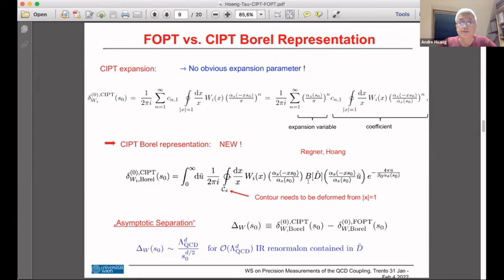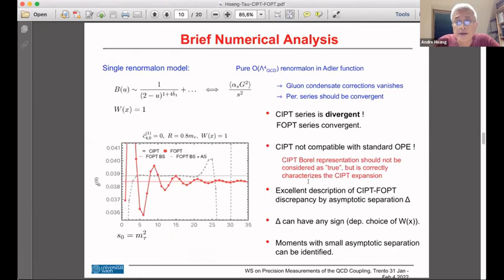Okay, so let's check. The first thing is whether this is actually supported by a numerical analysis. What I'm now considering here is a very simplified Borel model for the Adler function for the Euclidean. It just has the gluon condensate renormalon. This is not realistic, but as a mathematical question to study the difference between CIPT and FOPT it is perfectly valid. And this corresponds one-to-one to having only one non-perturbative correction, which is the gluon condensate. And I'm using a very simple moment. Let's not talk about the physical aspects and usefulness of it.